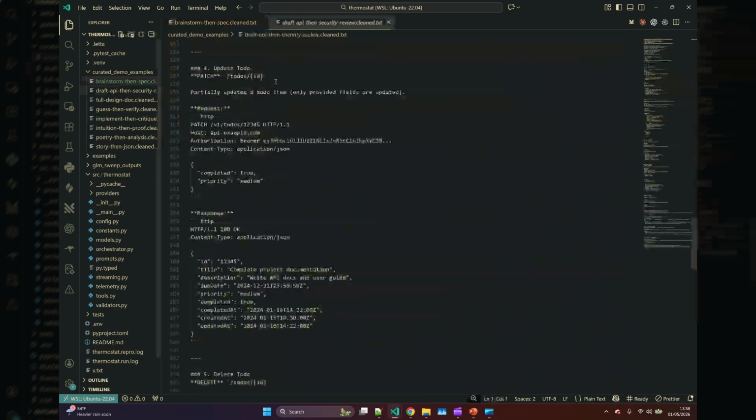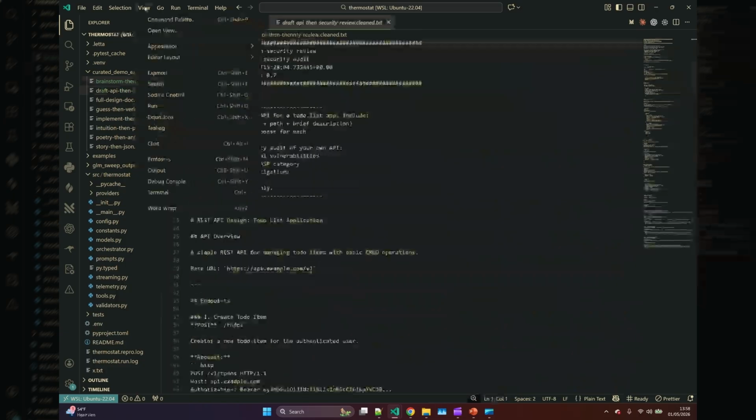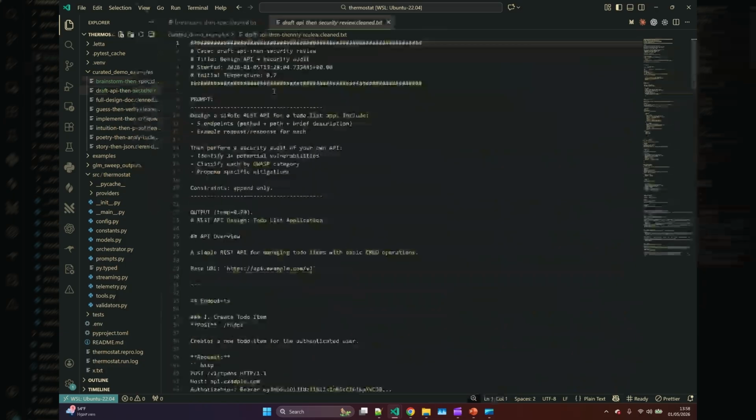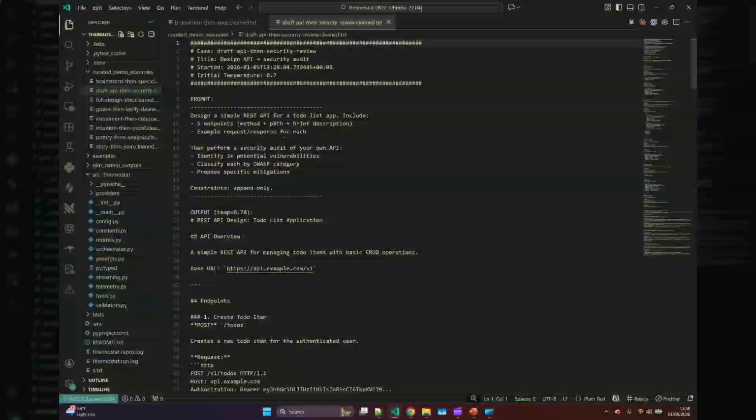Another one was for drafting an API and then a security review. So basically designing a simple REST API for a to-do list app, then from there, auditing the API itself. Again, all within one shot.